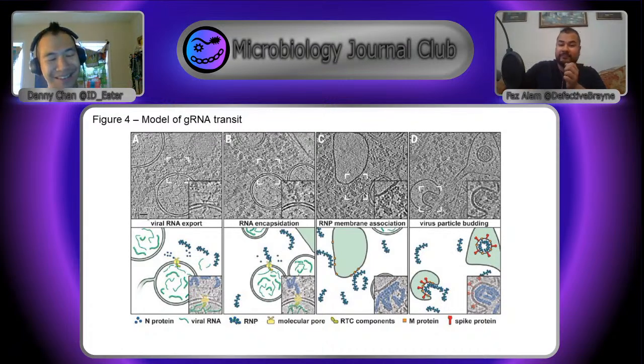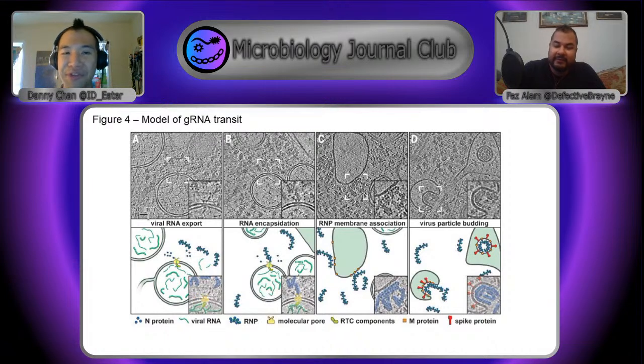Anyways, I was just thinking about other places. I don't think there are many places in the cell where RNA passes through a pore. So yeah, you're right. That's a very unique target for some sort of small molecule blocker.